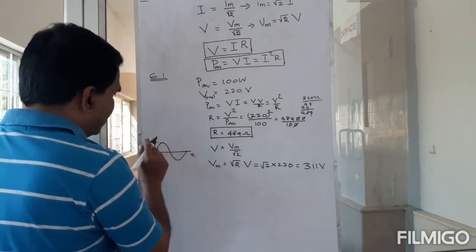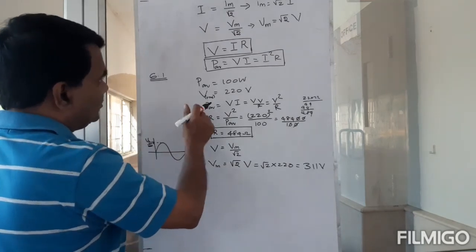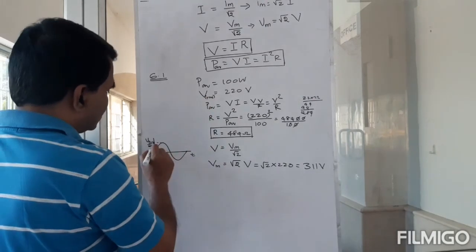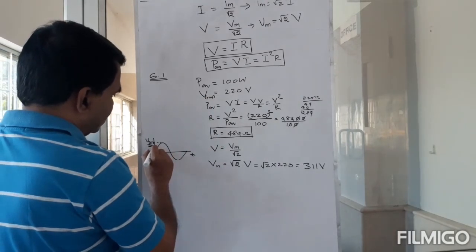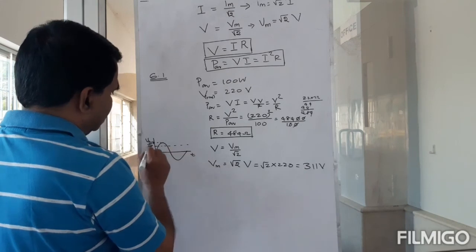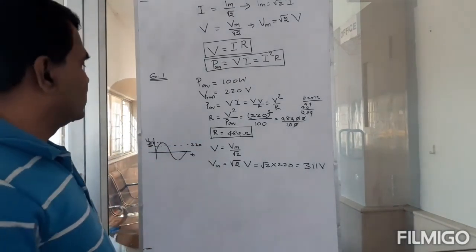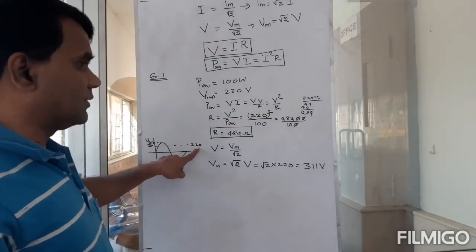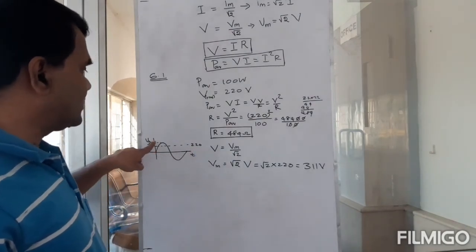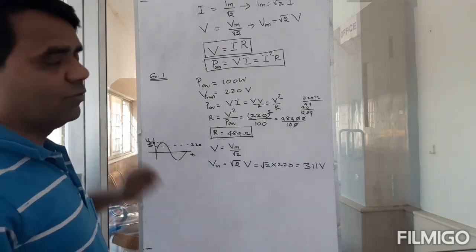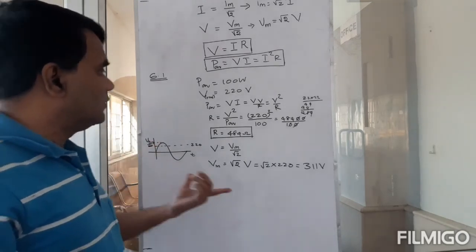When the peak value is 311, then the VRMS value will be 220. So we'll have VRMS somewhere around 220. So this will be 220. Okay. This is what is mentioned on the appliance. But then the appliance will experience this voltage. So it is 311 volts.